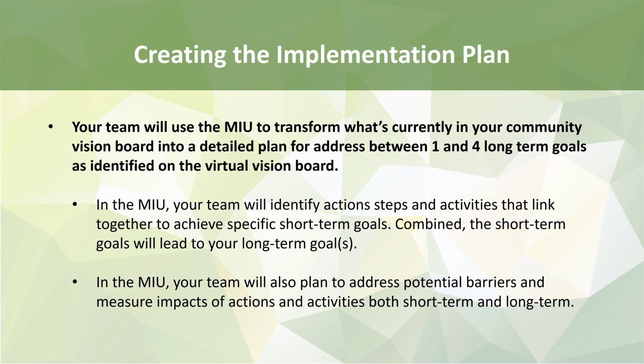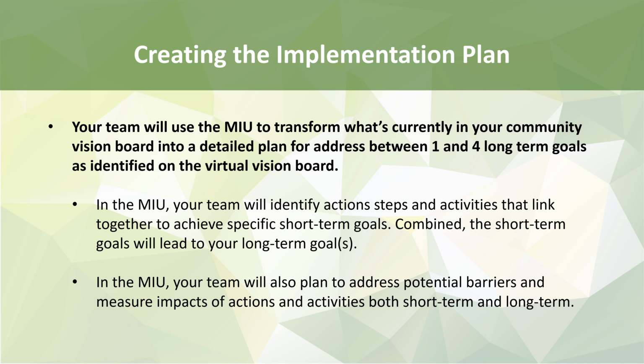So let's talk about creating the implementation plan. Your team is going to use the monthly implementation update to transform what's currently in your community vision board into a detailed plan for addressing between 1 and 4 long-term goals. So there may be many long-term goals on your community vision board from the action planning event, and your team is going to select up to 4 of those long-term goals.